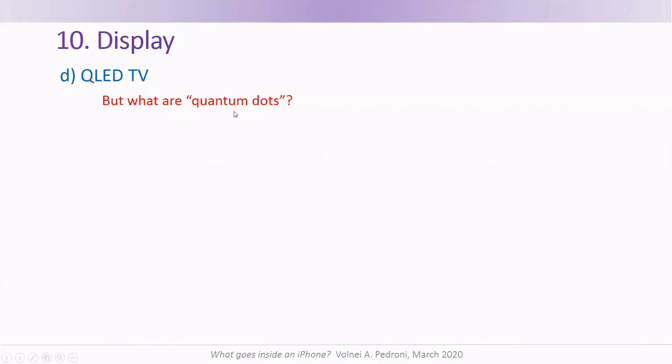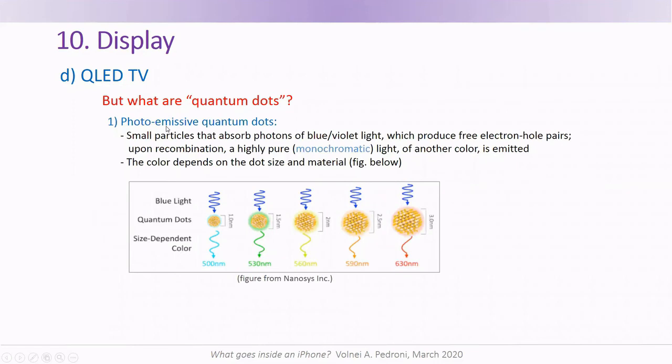But what are quantum dots? First, there are two types called photoemissive and electroemissive. In the case of photoemissive quantum dots, there is no generation of light. Instead, it absorbs blue or violet light and re-emits it in another color. The color depends on the size and material of the dots.